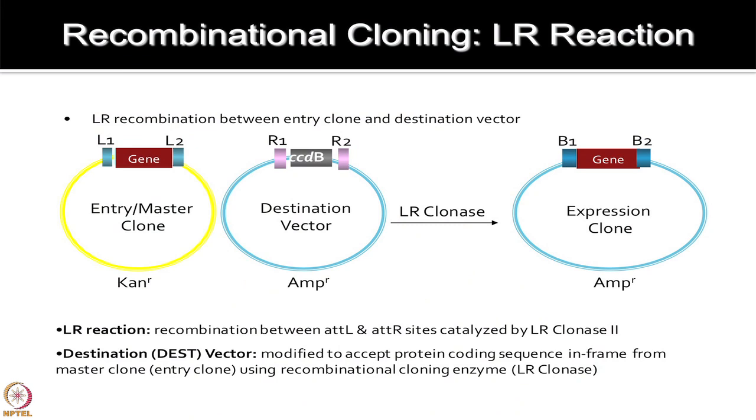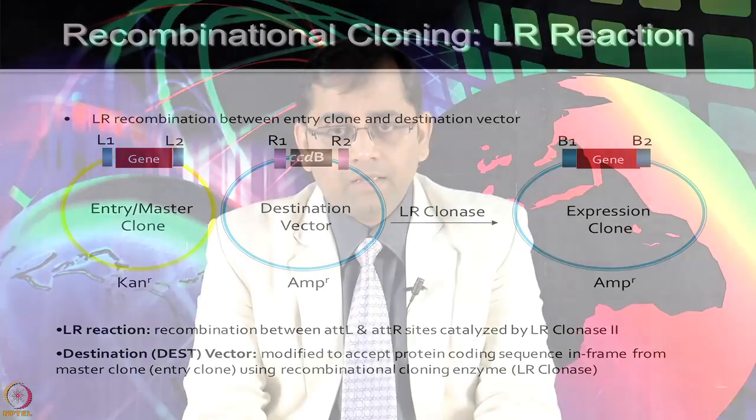So now let us talk about the second step of recombinational cloning, the LR reaction, which is the recombination between the entry clone and the destination vector. Here we bring the entry or master clone from our first step, which has the flanking attL1 and attL2 sites, and the destination vector, which has attR1 and attR2 sites. Note that the destination vector has an ampicillin resistance gene. In the presence of the enzyme LR clonase, your gene moves into the destination vector, which could be any vector of your interest. Then you can screen on the ampicillin plate and find the right colony that has your gene of interest.